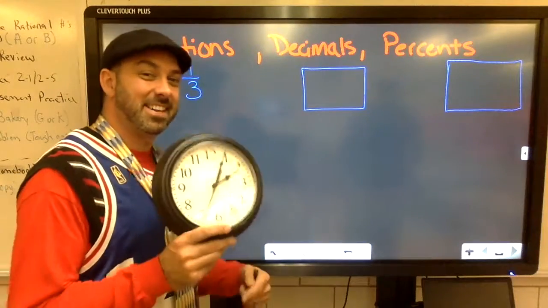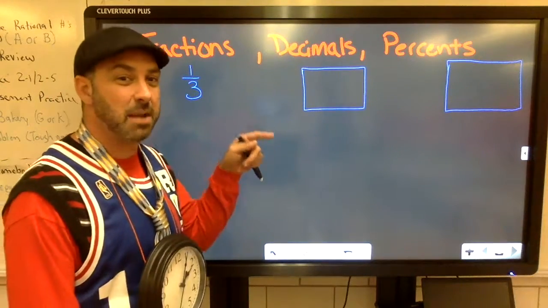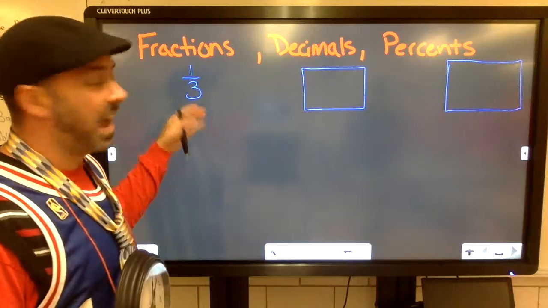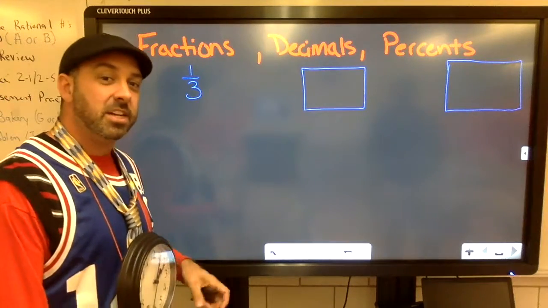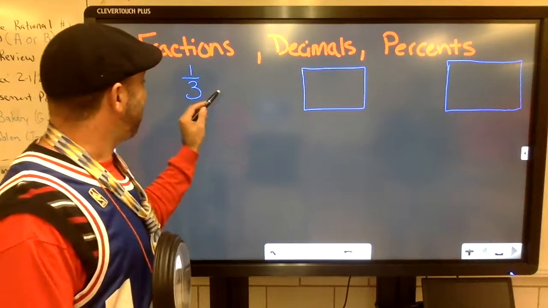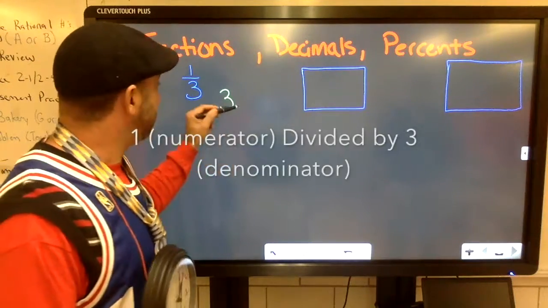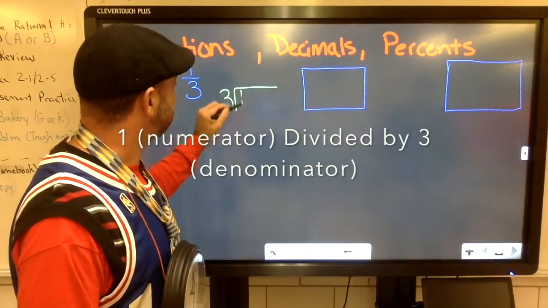Ladies and gentlemen, it's time that we look at the conversion between fractions, decimals, and percents. Right here we have a fraction. It's 1/3. So what we need to do is, when we divide by the denominator, the denominator goes on the outside of our division sign, and then on the inside is the numerator.